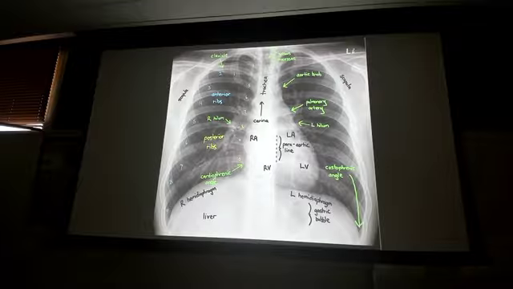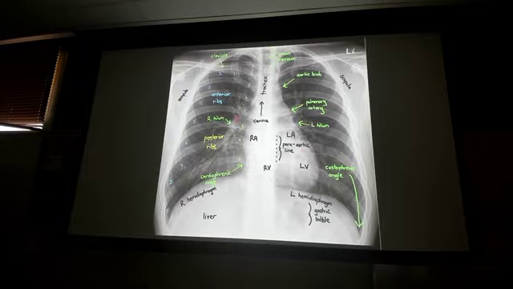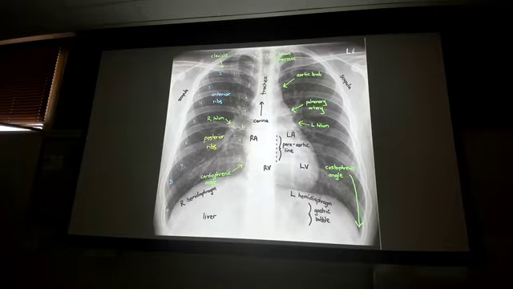All right, H is my hilums. It's these areas right in here. The left is hard to see because of the heart. But the hilum is an area of collection of your vessels and your nerves and your airways. We'll see it better on the lateral because they line up really nicely. It looks like a nice little hole. It's like a pathway for all the airways and the vessels and everything. And then I is impression, which is overall, this is a normal chest x-ray.